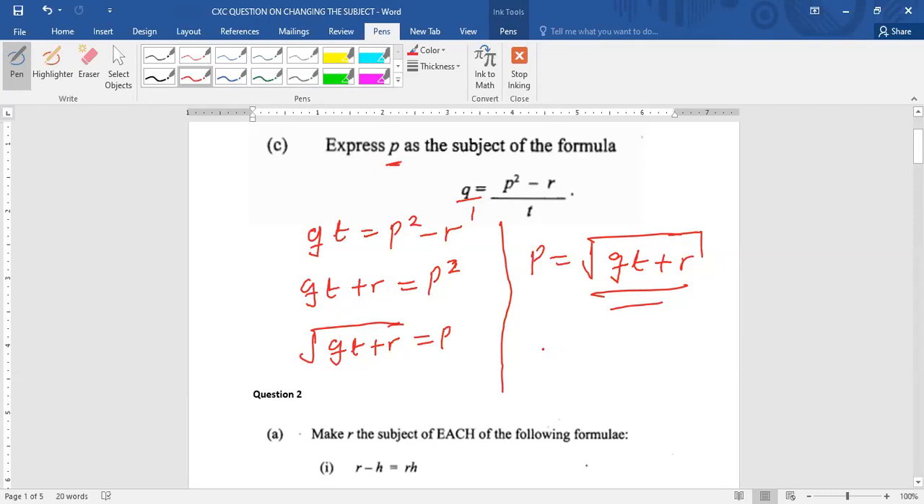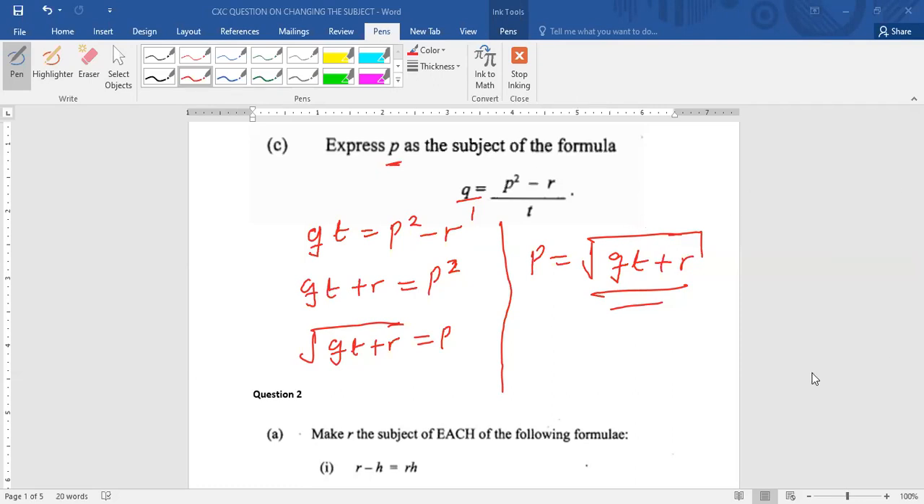Is it clearer now? Any question with the first one? So sorry, anytime you get an equation like this, you move the denominator first. In this case, you move the denominator first to make your life easier. Then everything would follow the same. You understand that? Okay, good.